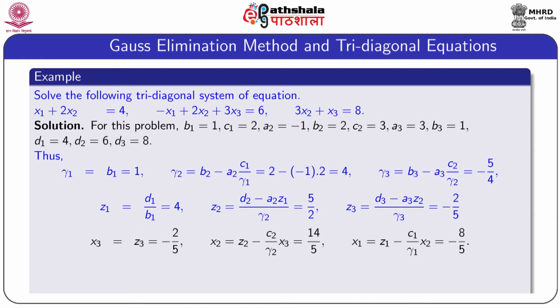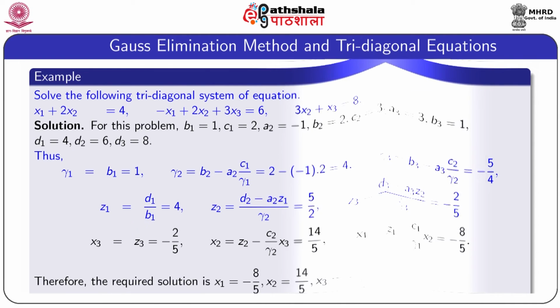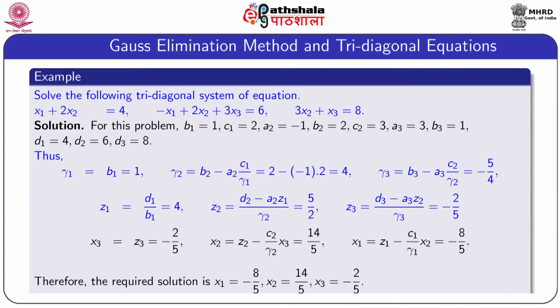Since z and gamma are available, we can calculate the values of the variables x3, x2 and x1 by back substitution. x3 equal to z3 equal to minus 2 by 5, x2 equal to z2 minus c2 into x3 by gamma 2, which is equal to 14 by 5, and x1 equal to z1 minus c1 by gamma 1 into x2, equal to minus 8 by 5. Thus, the solution of the given system of equations is x1 equal to minus 8 by 5, x2 equal to 14 by 5, and x3 equal to minus 2 by 5.